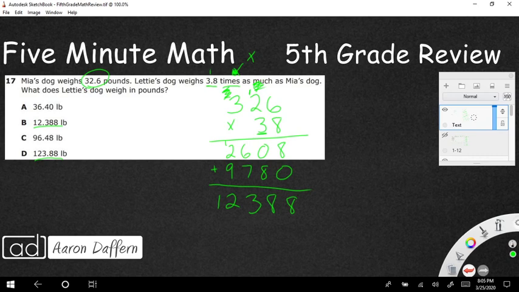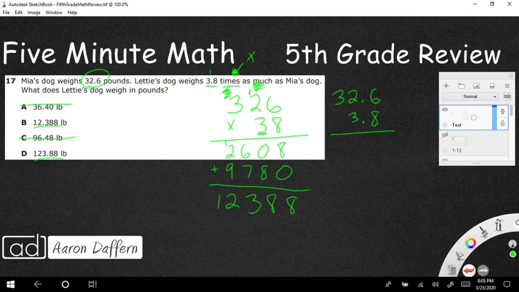So we know that it's going to be probably one of those two. So we can go ahead and get rid of these two right here. And this is where we really need to pay attention to what happens with our decimal places. So let's go back to our decimal places. This is really 32.6, and this is really 3.8.